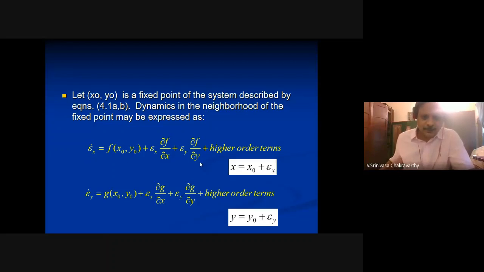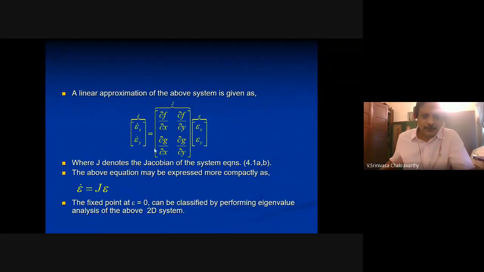Then you can expand this function, right? Say around x0 and y0. You can expand around x0 and y0 like this. So epsilon x dot is equal to f of x0 y0 plus epsilon x into dou f by dou x plus epsilon y into dou f by dou y plus higher order terms. Similarly, for epsilon y dot, you get g of x0 y0 plus epsilon x dou g by dou x plus epsilon y dou g by dou y plus higher order terms. Now we know that since x0 y0 is a fixed point, both f of x0 y0 and g of x0 y0 become 0. So you ignore the higher order terms, and you get something like this.